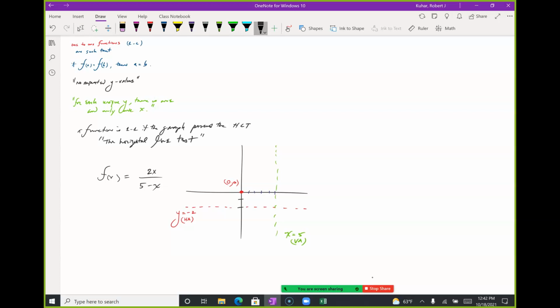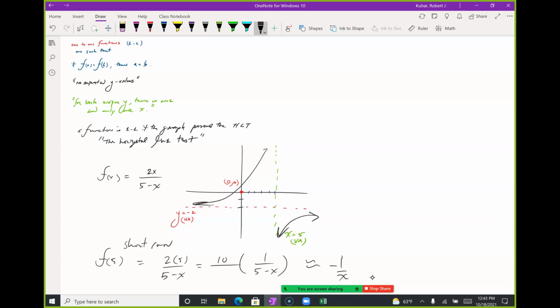What's the short run at 5? It behaves like 1 over negative x. Nice. So negative 1 over x is going to be down on the right and up on the left. And it makes sense because it has to go through 0, 0. I missed it, but you know what I mean.